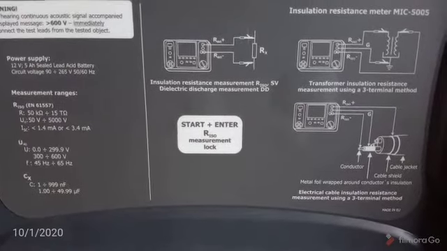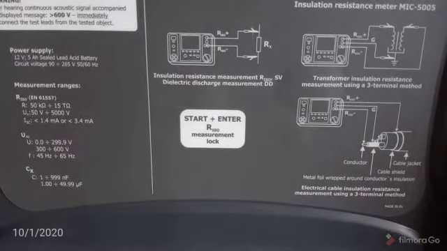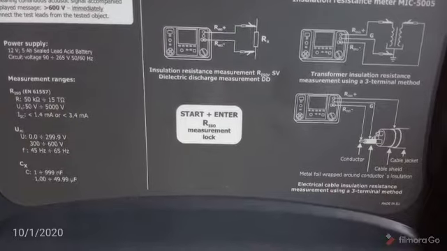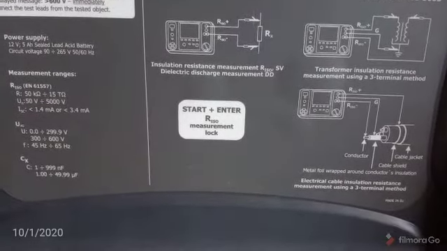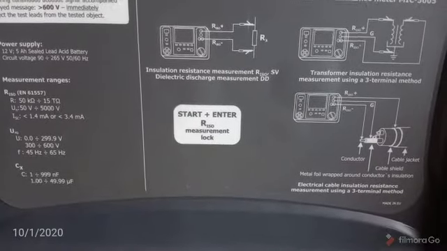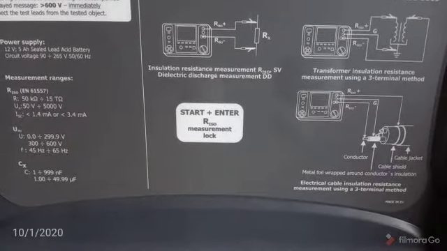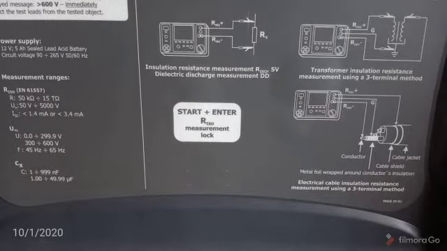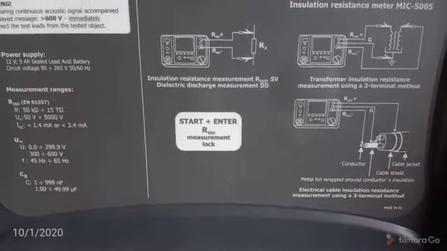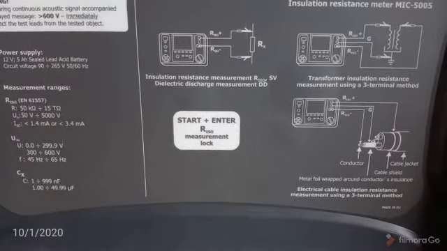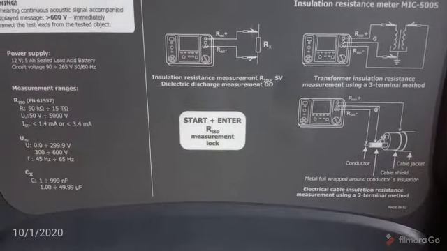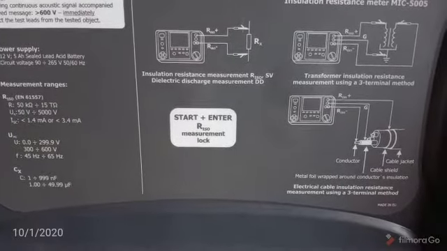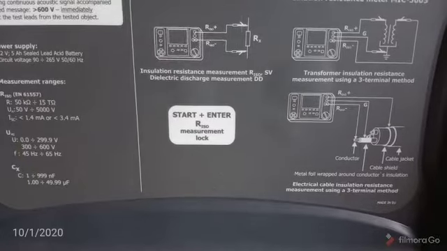This video clip is showing three diagrams. The first one represents the insulation resistance measurement for dielectric discharge measurement. The second diagram is used for transformer insulation resistance measurement, and the third diagram is used to measure the insulation resistance of an electric cable. As we are going to use the 3-core cable, we have to use this third diagram. So we have to make the connection as per this third diagram of the cable.